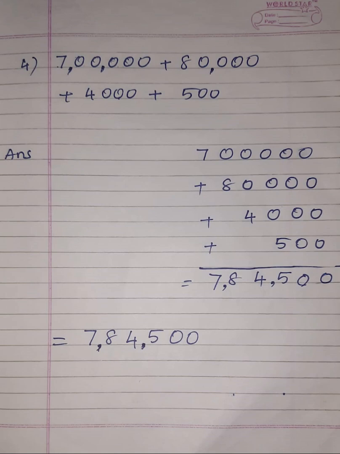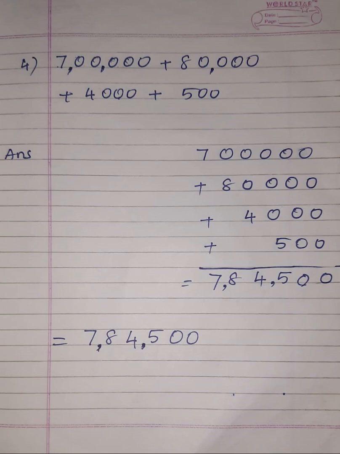First you will start from 7 lakhs. So when you write 7 lakhs, you will give space between the digits. So 7 lakhs plus next is 80,000. So write 80,000. Write the correct digits in their correct place value. Okay. If you misplace the digits, you will get a wrong answer. Keep in mind. So first is 7 lakhs plus 80,000 plus 4,000. Okay. Then next is plus 500.